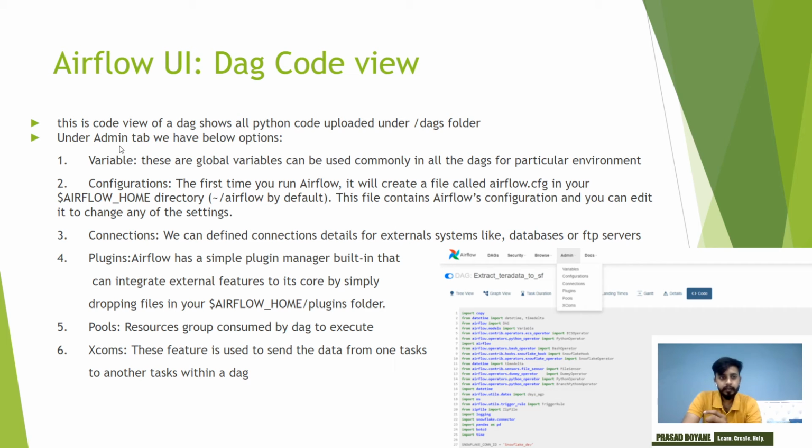Okay. The admin tab, it's one of the important tabs. In the admin tab we have something called variables. These are the global variables which are common across all the DAGs. Once you define a variable here in the admin panel, it is accessible inside all the DAGs which you have. Airflow variables are nothing but global variables, and they're commonly used in DAGs for a particular environment.